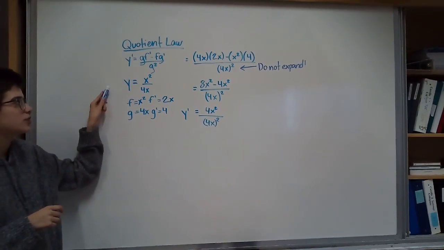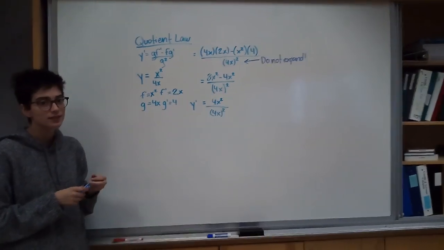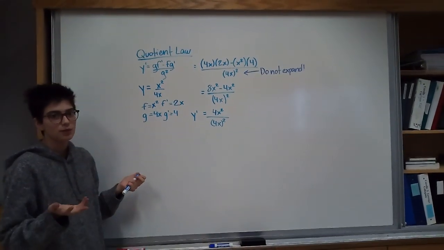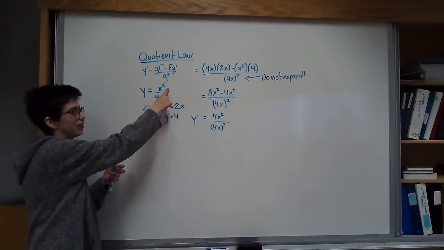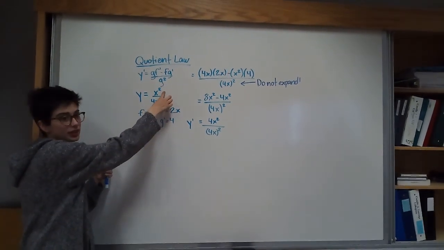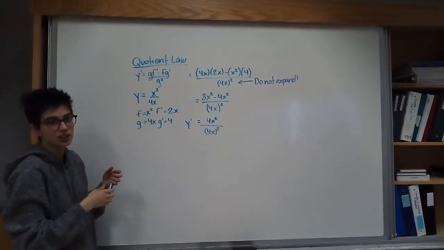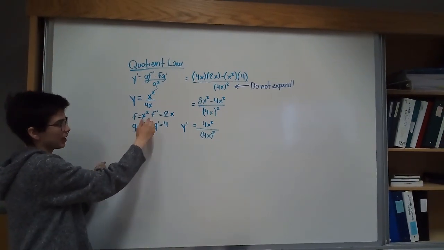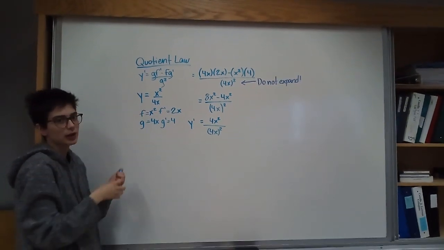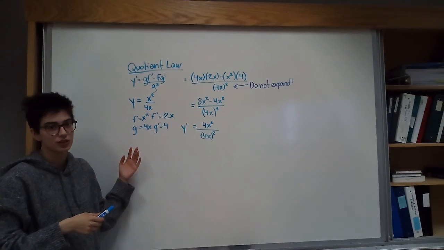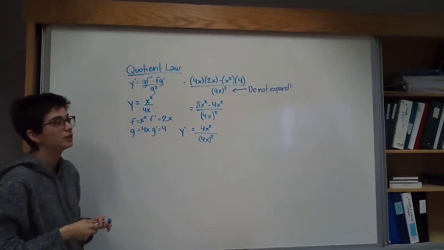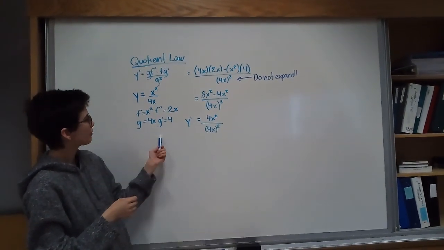So we have the equation y equals x squared over 4x, and we're going to do the same thing that we did with the product law where we assigned an f and a g. So we have the numerator as f and the denominator as g, and we have f and f prime, g and g prime, and we once again figure that out just using the power law. These ones are pretty simple. Now we can go ahead and just shove these right into the formula.